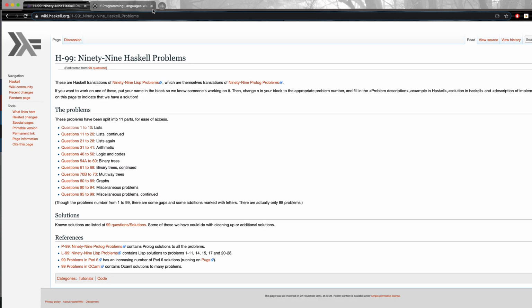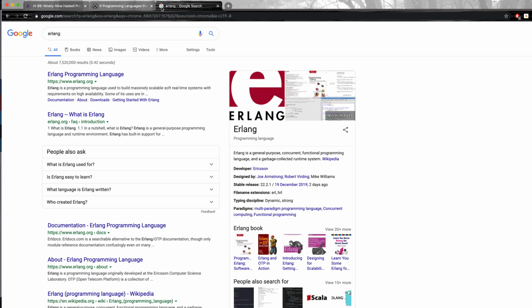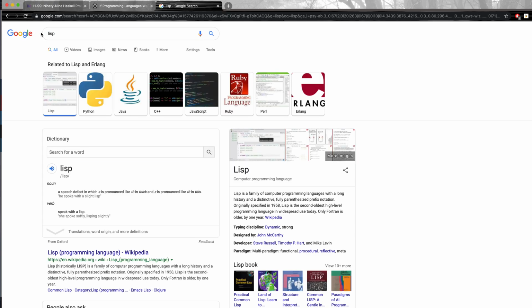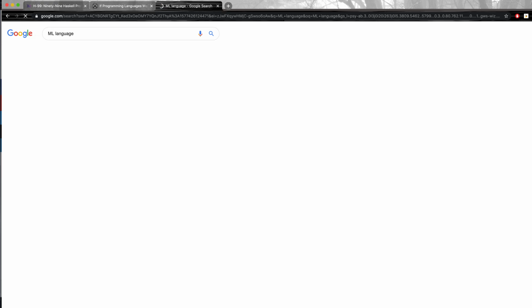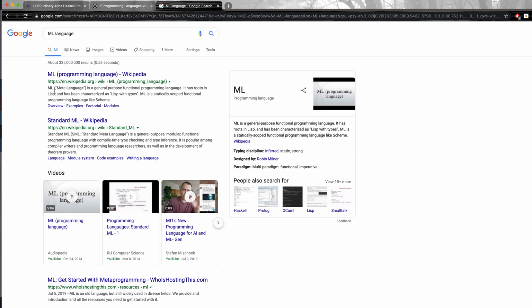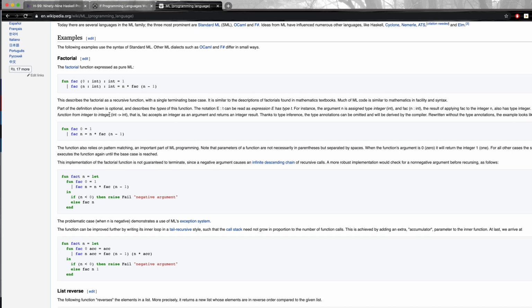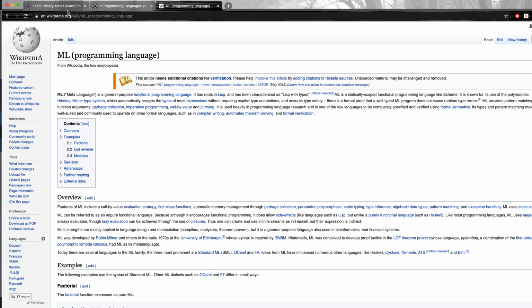There are various other languages. There is Erlang, and then there is Lisp. Lisp is really old. And let's say the ML language. I don't know the full form. Meta language, I say. Let's see what kind of syntax. Oh yeah, it's a functional language. So that's why I chose Haskell.